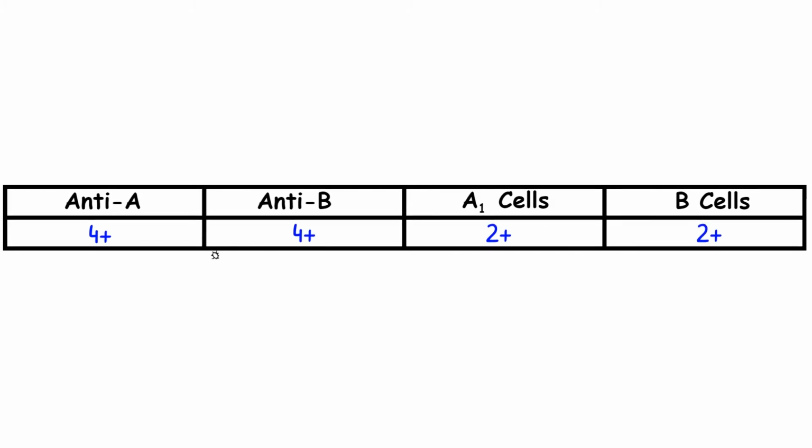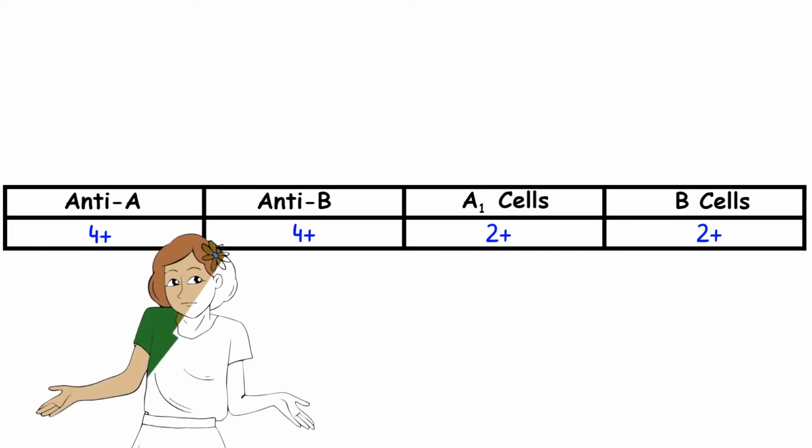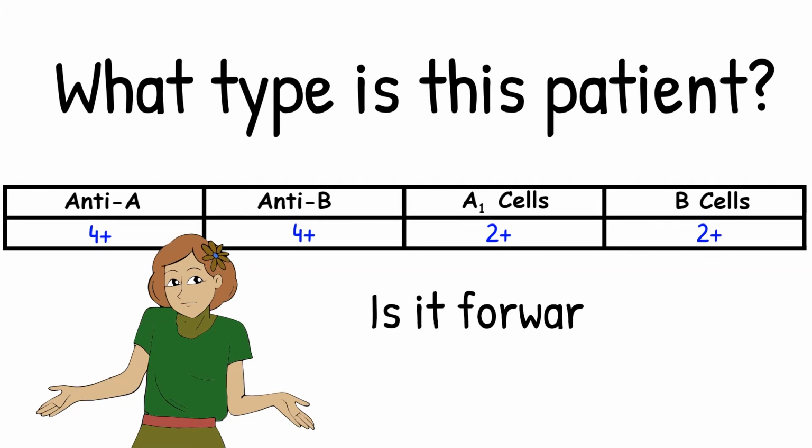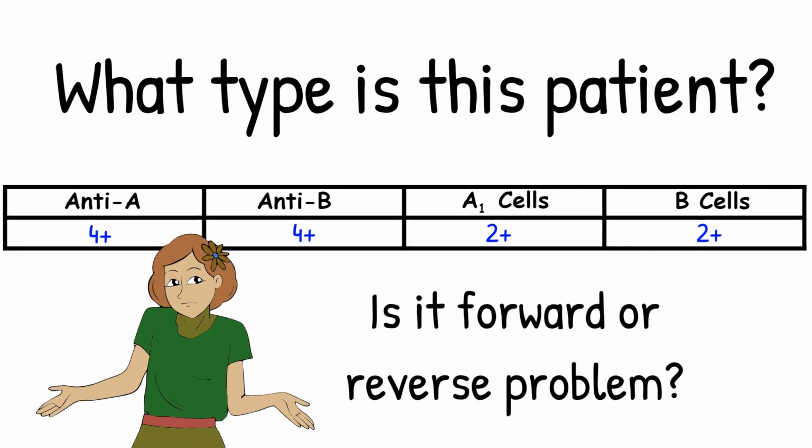How about if you see this type of reaction? What do you think the patient blood type is? Take a moment to take a look. You can pause this video if you need more time. You had an example where there was no reaction, and now you have an example where they all react. The forward gives type AB, and the reverse gives type O. What would you do? We have discussed this in the previous video.